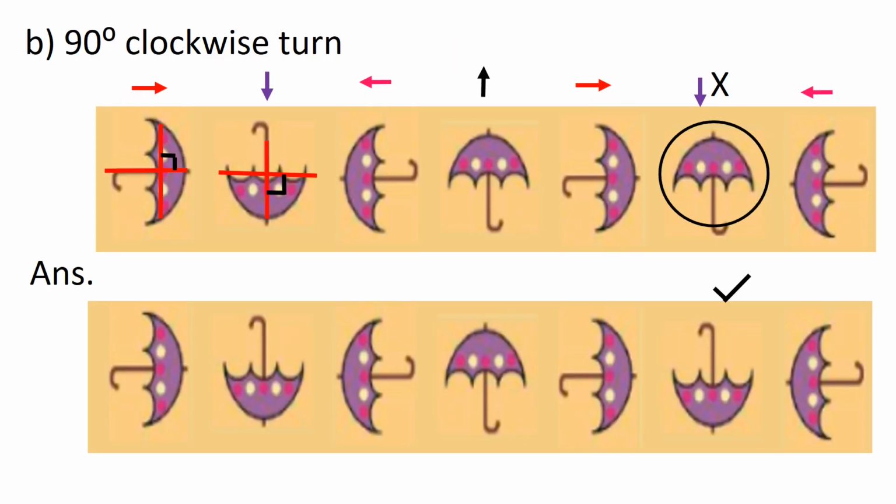B. It is 90 degrees clockwise turn. I have shown it using arrow marks. The second last picture breaks the pattern, so I have put the black cross mark over it. The right answer is shown in the answer column where I have put a black tick mark.